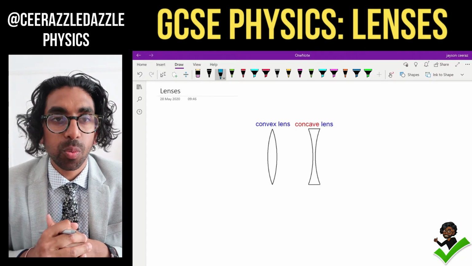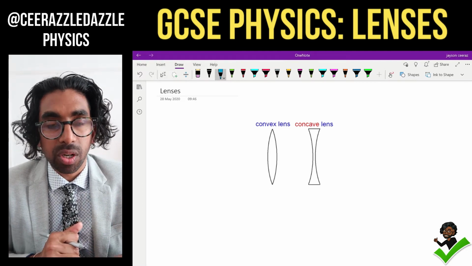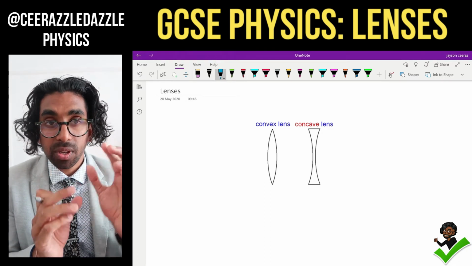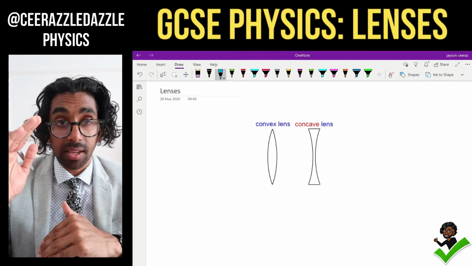In today's session, we're going to be talking about lenses. There are two types of lenses. One of them is called a convex lens. The other is called a concave lens. A convex lens is fatter in the middle and thin at the ends. The concave lens is thinner in the middle and fat at the ends.